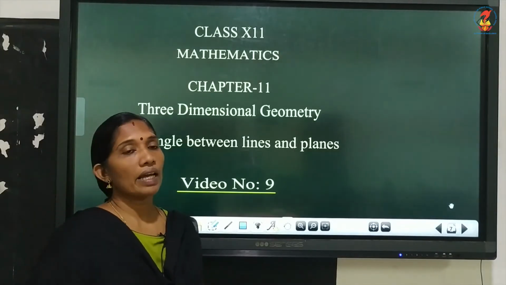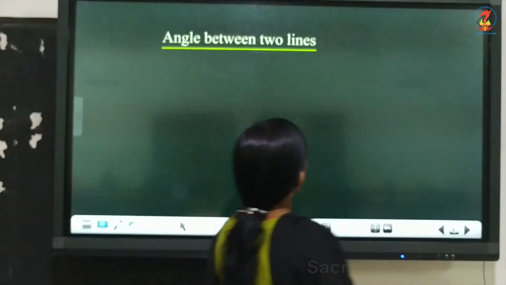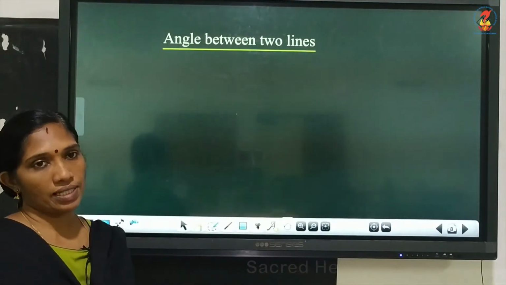Next topic, angle between lines and planes. So the first one is angle between two lines.